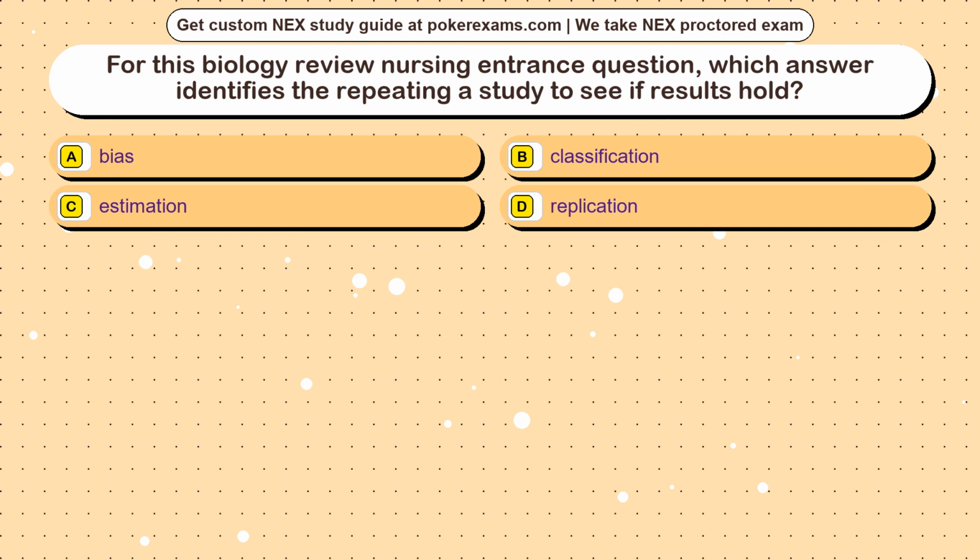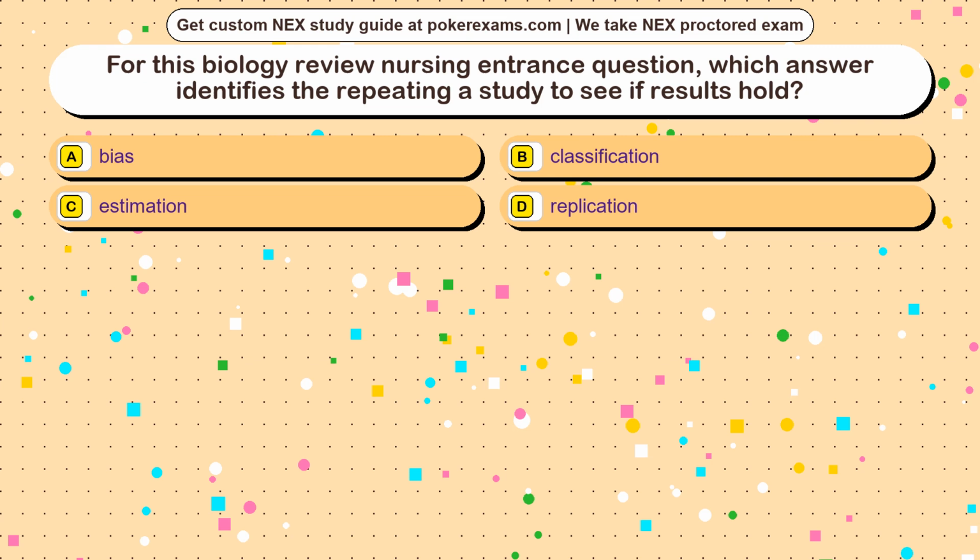Question 13. For this biology review nursing entrance question, which answer identifies the repeating a study to see if results hold? Option A, bias. Option B, a classification. Option C, estimation. Option D, replication.